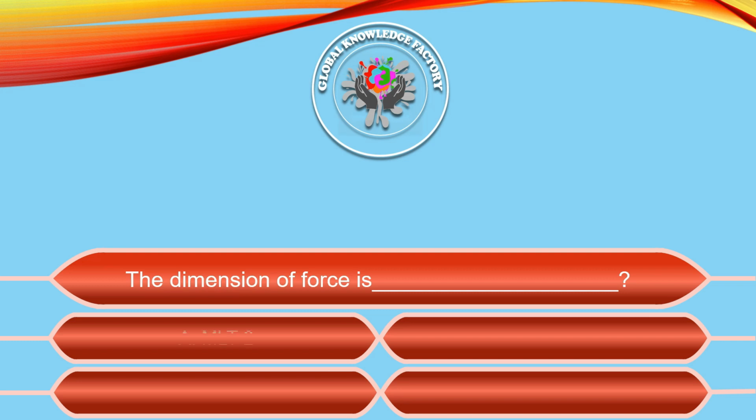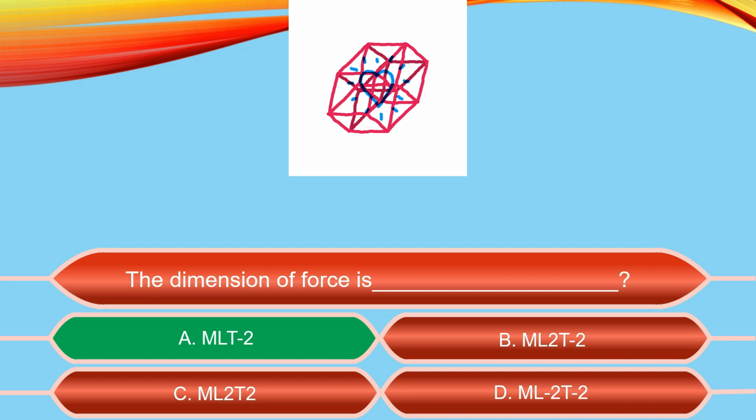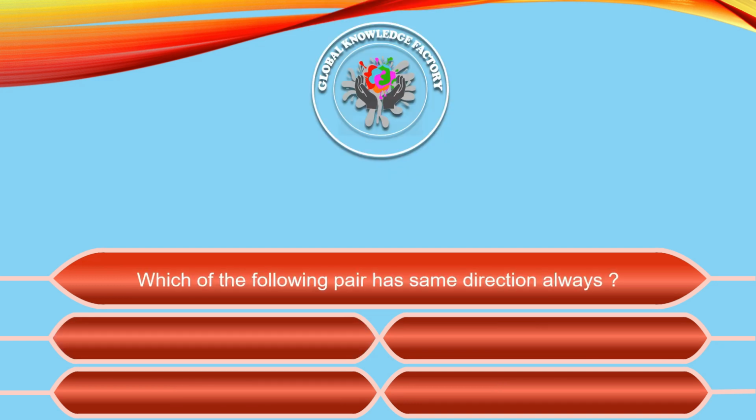The dimension of force is: A. MLT minus 2, B. ML2T minus 2, C. ML2T2, D. ML minus 2T minus 2. Answer is A. MLT minus 2.